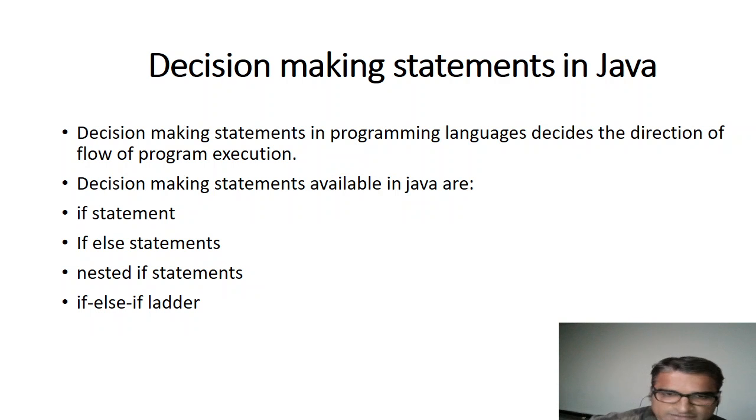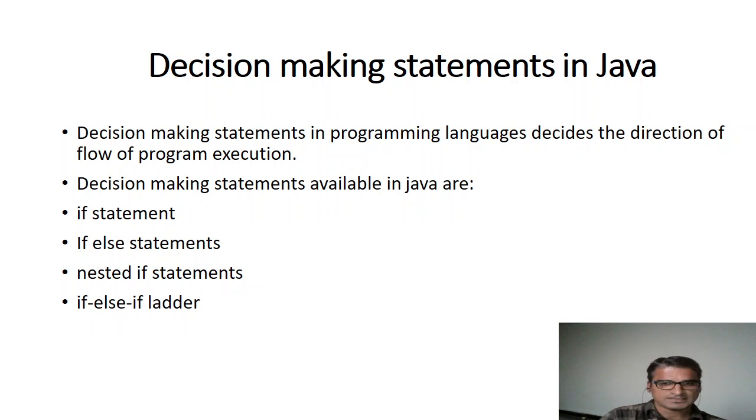So in today's concept, we will study decision-making statements. Obviously, in your life also, we need to make certain decisions according to situations. So in Java programming also, we have decision-making statements. Decision-making statements in the Java programming language decide the direction of flow of program execution. So according to one condition, one decision is made. For example, if the condition is true, then the next statement will be executed.